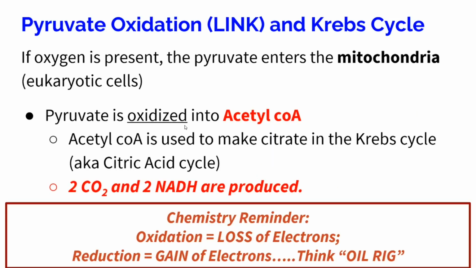So pyruvate is oxidized into something called acetyl-CoA, and acetyl-CoA is used to make citrate, or citric acid as well, in the Krebs cycle. And that's why the Krebs cycle sometimes is called the citric acid cycle, because we're making citric acid or citrate. It's the same thing. So what's the final end of the pyruvate oxidation, this step that we're looking at? Well, we get 2 carbon dioxides. That's a byproduct that we don't need. But we also get 2 NADH, and those are going to actually be used again later in the electron transport chain.